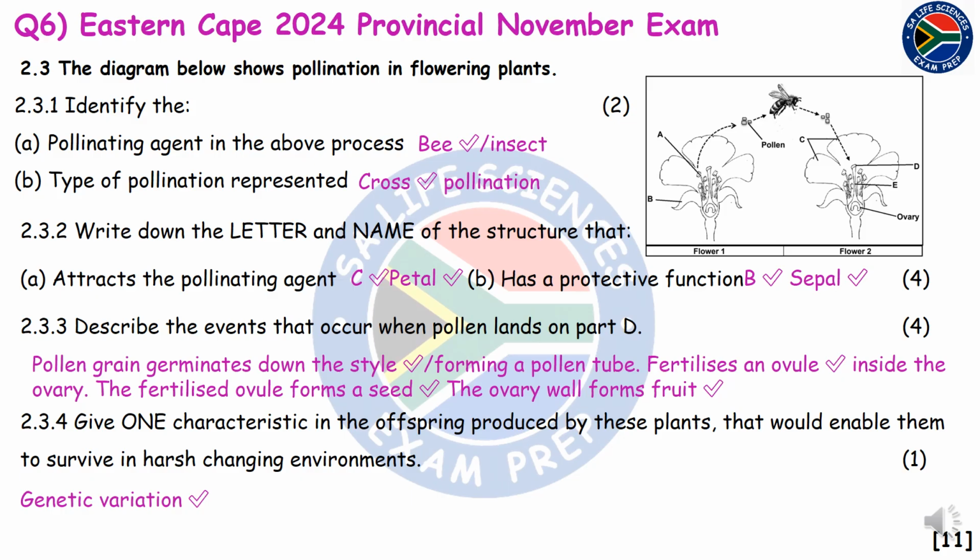Question 2.3.4, give one characteristic in the offspring produced by these plants that would enable them to survive harsh changing environments. That is genetic variation. How do we know it's genetic variation? Because number 1, it is cross-pollination, and number 2, there are 2 different plants involved. The pollen grain is leaving the anther of one plant and is transferred to the stigma of a different plant.